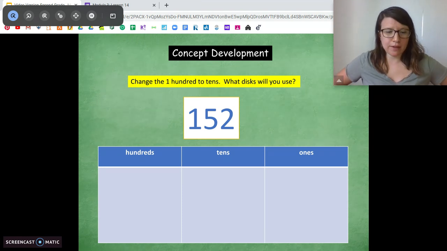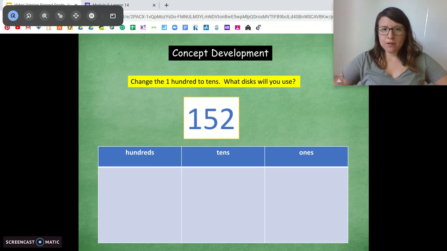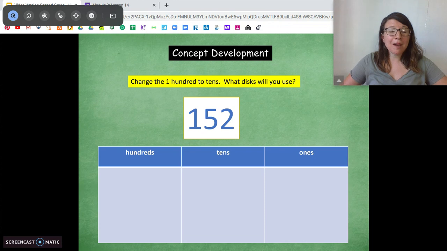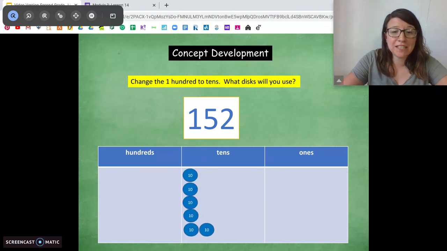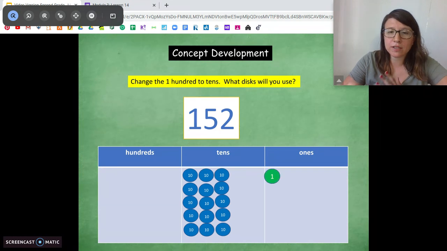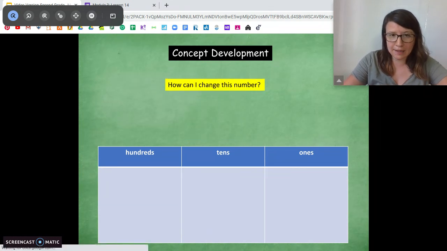So go ahead and change your board so that the 100, it's not a 100 disc, it's 10 tens. Go ahead and pause the video and do that. Okay. So how many tens are on your board now? Awesome job. You should have 15 tens because we added those 10 tens, and then we already had 5 in there. So it's 15 tens, and our ones stay the same.